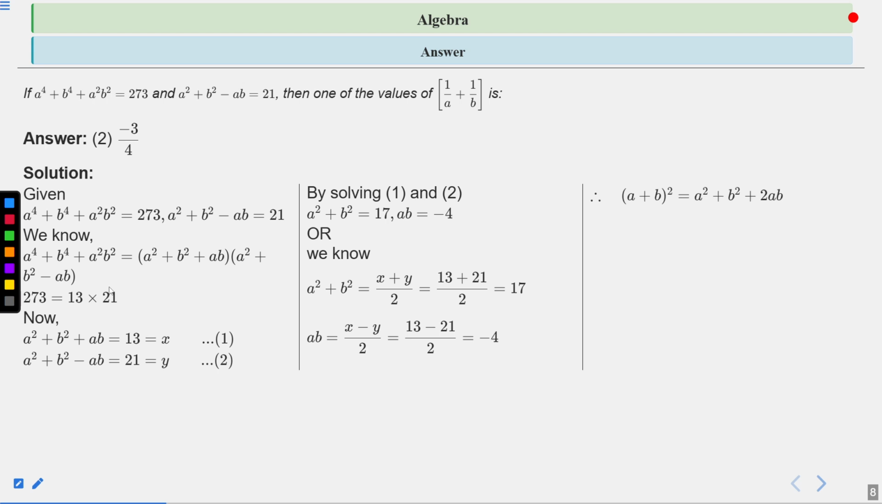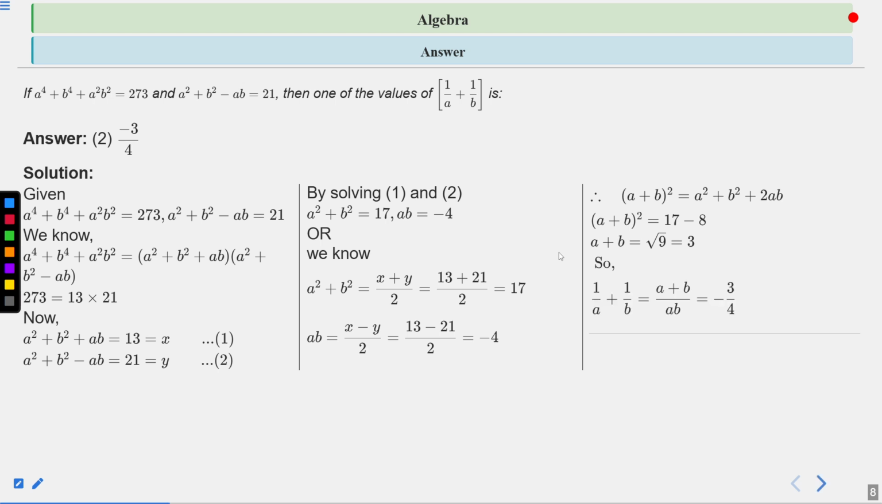Now, therefore, (a plus b) whole square is a square plus b square plus 2ab. Now put the value: (a plus b) whole square becomes 17 minus 8. So a plus b will become the square root of 9, or we can say 3.